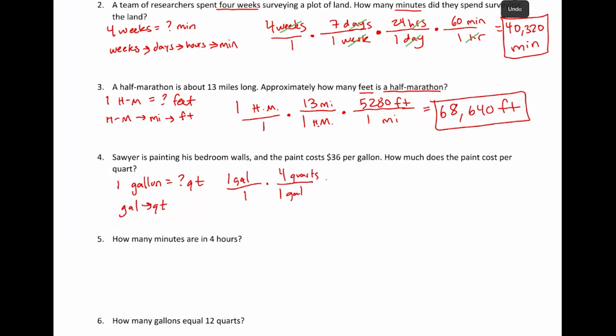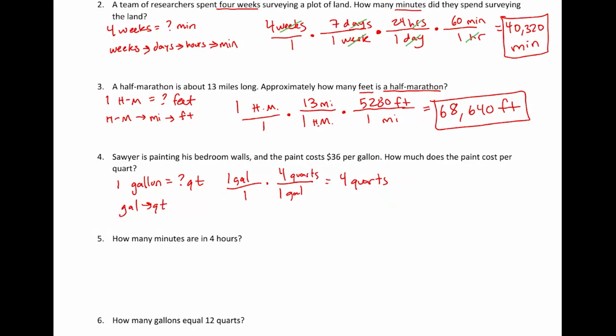So 1 times 4 is 4. So that's 4 quarts. The reason why I'm doing this quick conversion here, and this conversion is actually given to you, so you don't really even need to do all that, is so that we can answer this question, because what we're trying to do is find an equivalent rate.